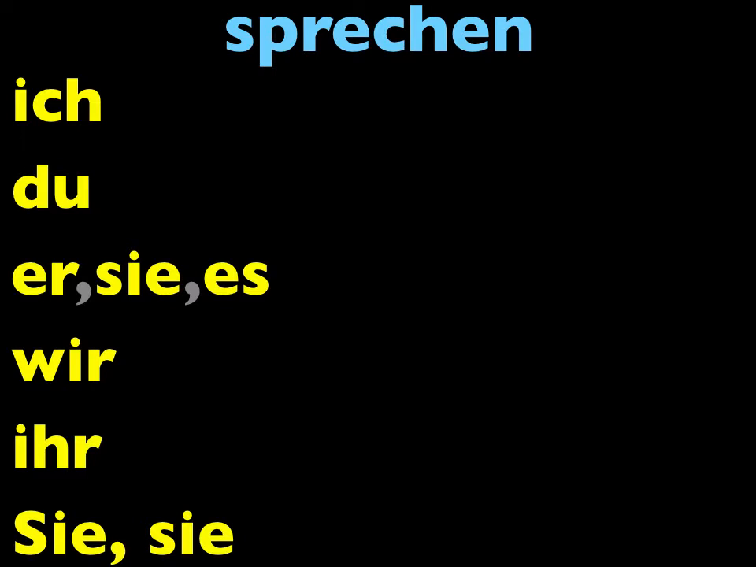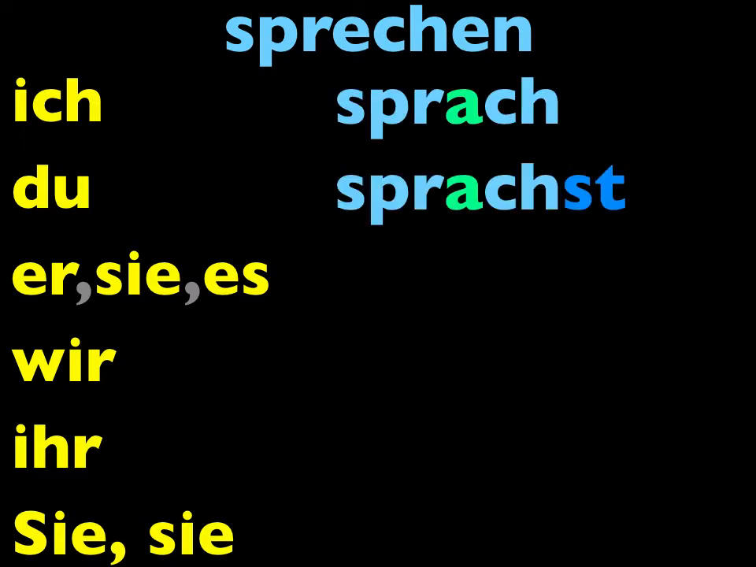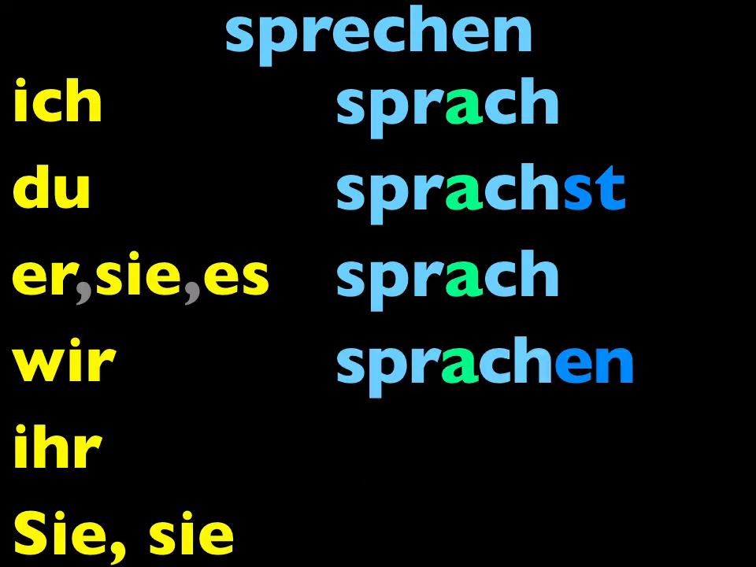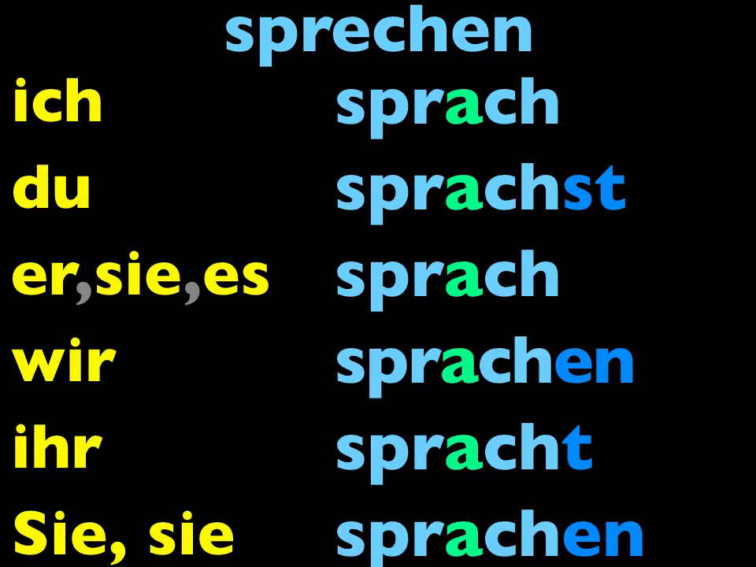So German does the same thing. It changes to an A. Repeat after me. Ich sprach. Du sprachst. Sprach. Wir sprachen. Ihr spracht. Sie sprachen. The verb to help.